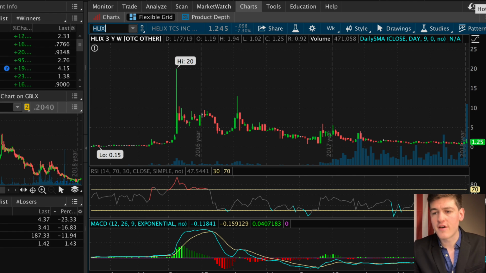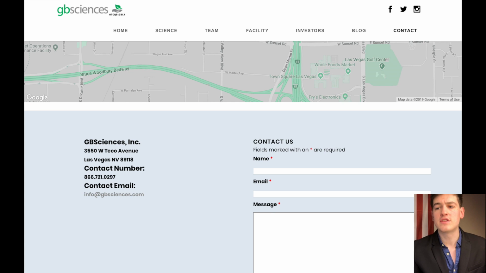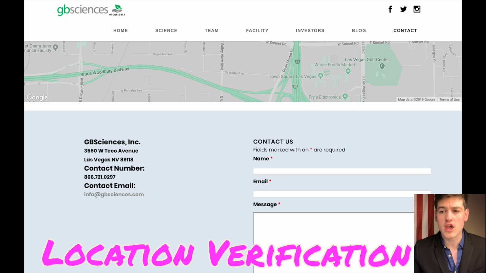Okay, so now that we have two tickers, let's go to the next step. The next step that I like to do is the following. I call this step the location verification, and I use it as a way to filter out some ridiculous companies that are promising big things but are unlikely to succeed at them.